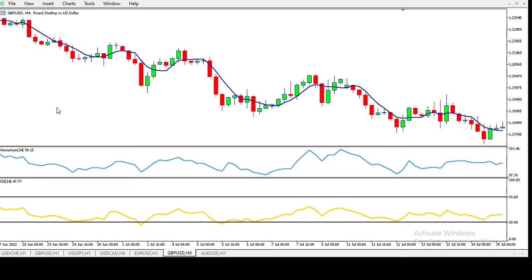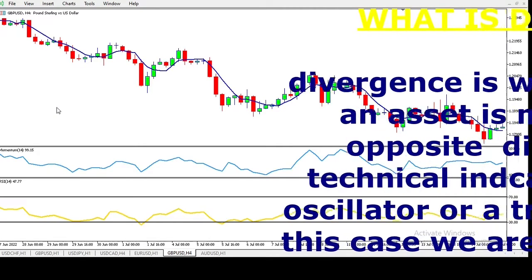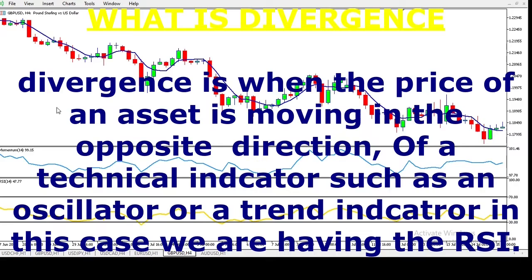Look at the picture. Divergence in charts. You see, divergence is when the price of an asset is moving in the opposite direction of a technical indicator such as an oscillator or a trend indicator. In this case, you are having the RSI.